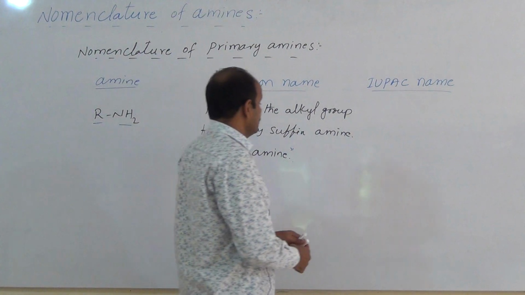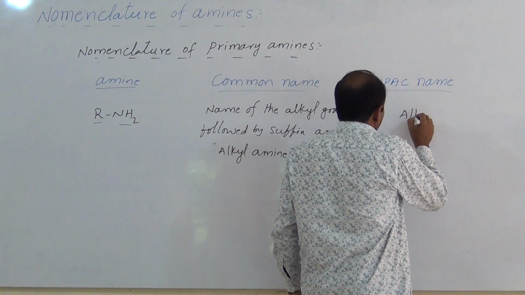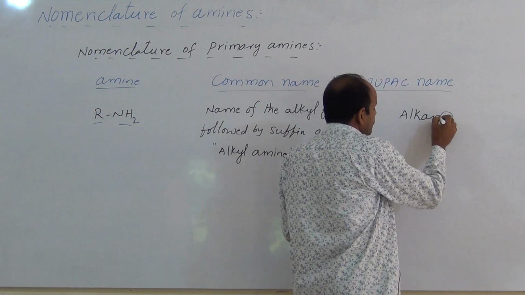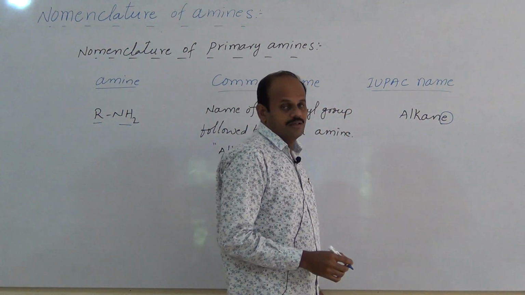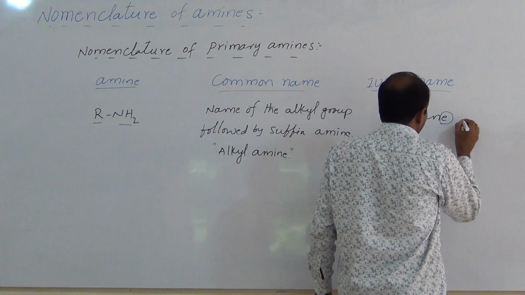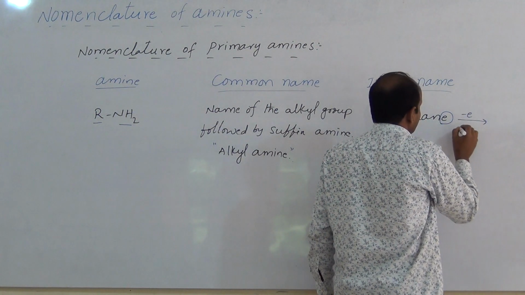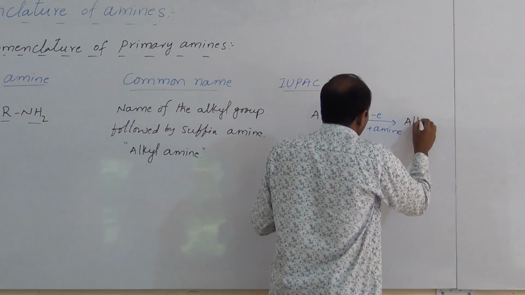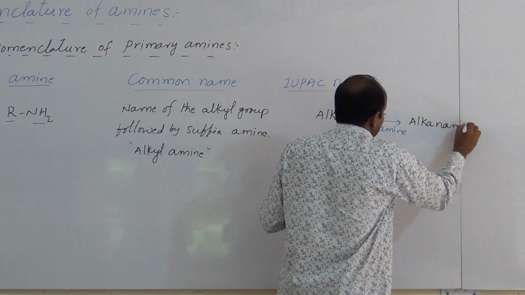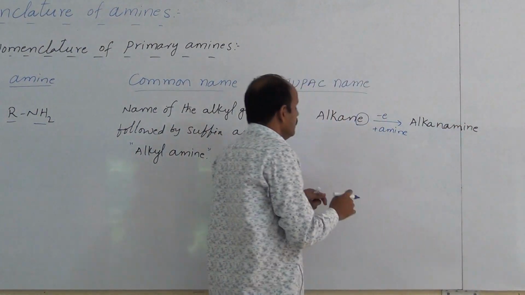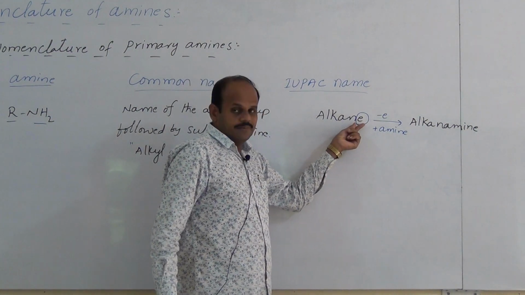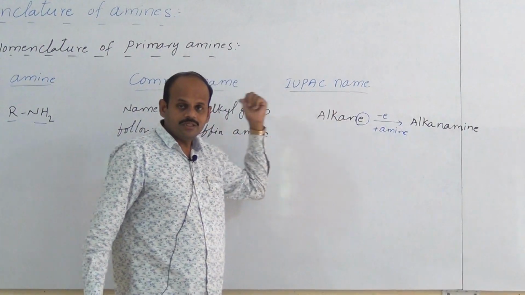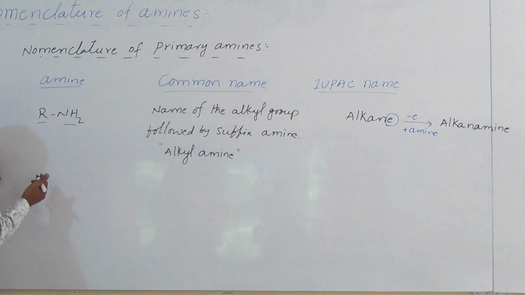But in the IUPAC system, the name can be written by removing the E in the hydrocarbon, that is in the alkane, and adding amine in its place. Then we get the IUPAC name of that amine, that means alkanamine. In alkane you remove E, then add amine, thus alkanamine is the IUPAC name of that corresponding amine. You can take examples.